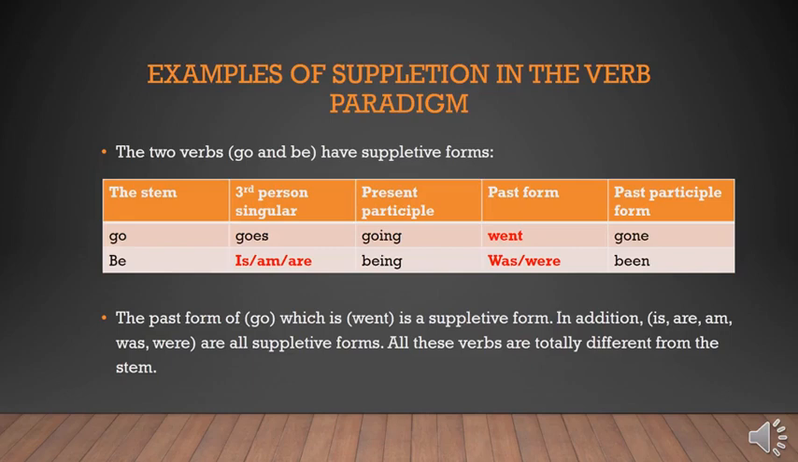So here we have suppletive forms because each one of these forms, whether is, are, was or were, all of them are different from the stem. There is a total change in the verb form between be and these verbs. So we call them suppletive forms of the verb be because of this total change.